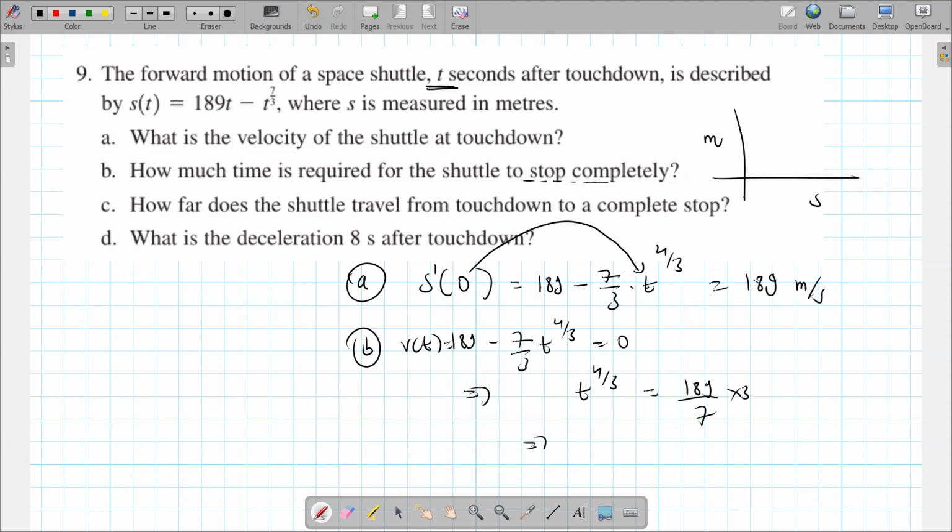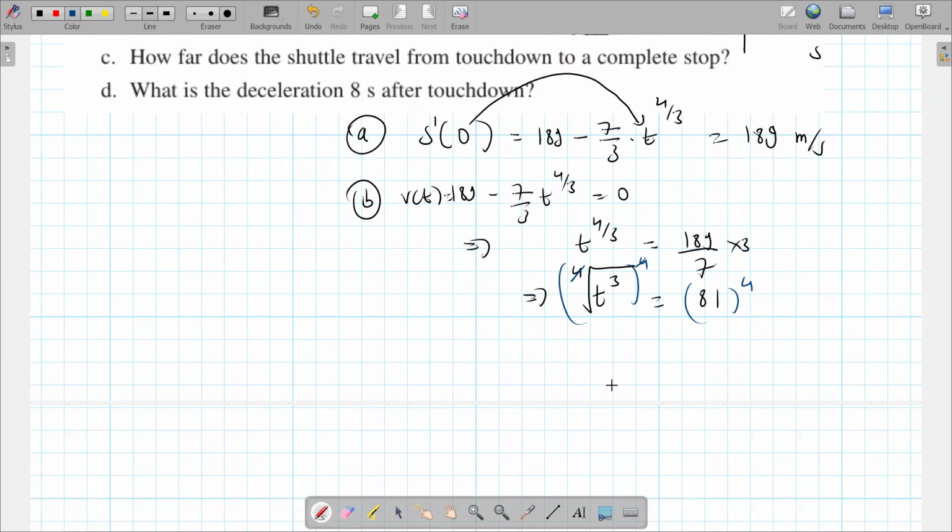Would this help? How would we get rid of that 4th root there? You do the power of 4 on both sides. So power of 4, power of 4. Boom, boom, gone.